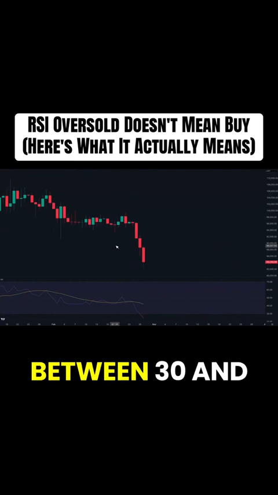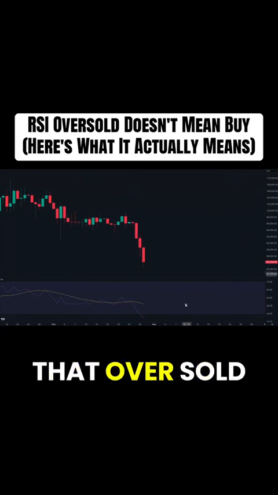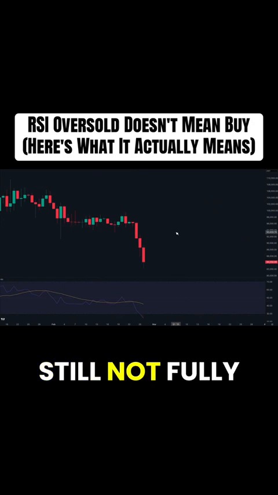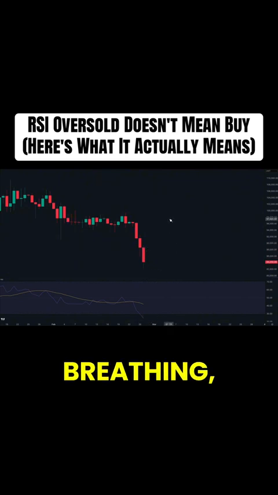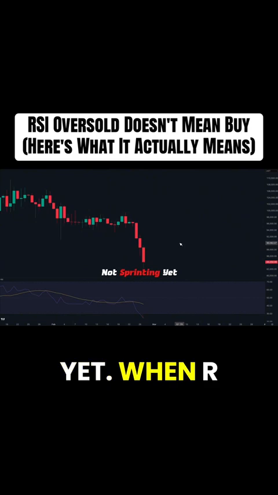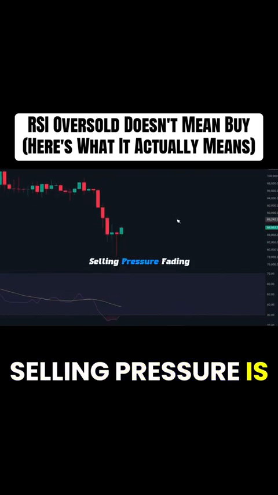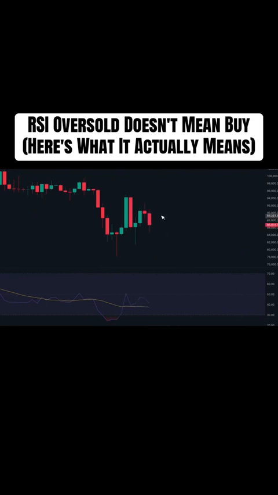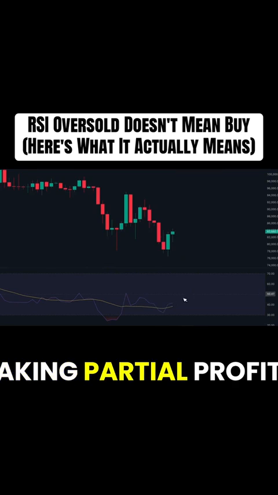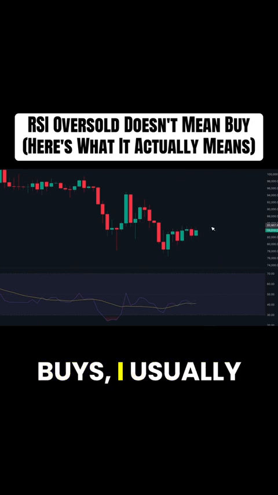Next, RSI between 30 and 50. This is the recovery zone. The market is coming out of that oversold condition, but buyers are still not fully in control. Imagine someone who just finished running. They are standing, breathing, but not sprinting yet. When RSI is moving from 30 up toward 50, it simply means selling pressure is fading, but buying pressure is not strong enough yet. In this range, I stay patient. If I was in a sell from earlier, this is where I think about taking partial profits, because momentum is no longer as strong, but for new buys, I usually wait.